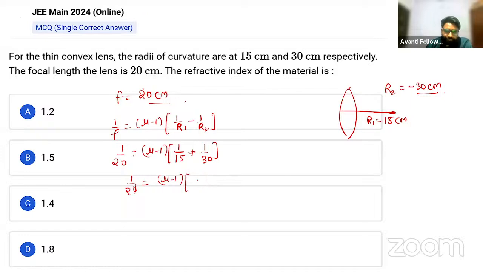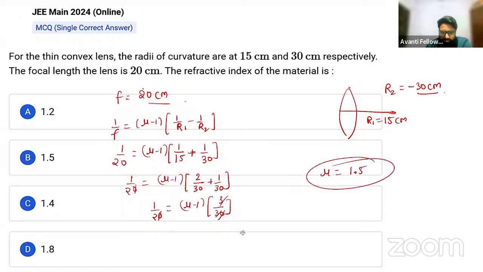Now we can say that this is 3/2 times of 1/30. This is 10. Again, let me do it again. 1/15 is 2 times of 30. Can we write it like this? 3/30, 1/20 mu - 1. 3/30. This 1/0 will cancel out. 3 and 3 will cancel out. And then you will find mu is coming out as 1.